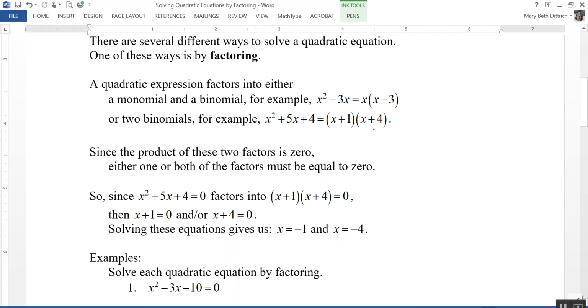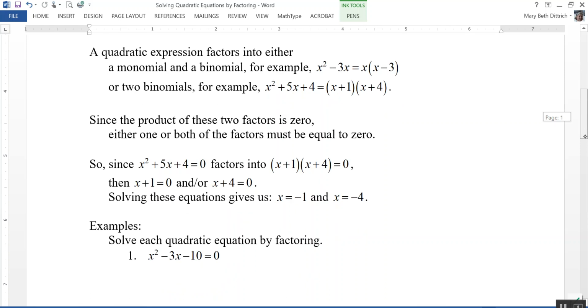Since the product of these two factors is 0, either one or both of the factors must be equal to 0. So since x² + 5x + 4 = 0 factors into (x + 1)(x + 4) = 0, then x + 1 = 0 and/or x + 4 = 0. Solving each of these small equations gives us that x = −1 and x = −4, and those would be the solutions to the quadratic equation that we figured out by factoring.